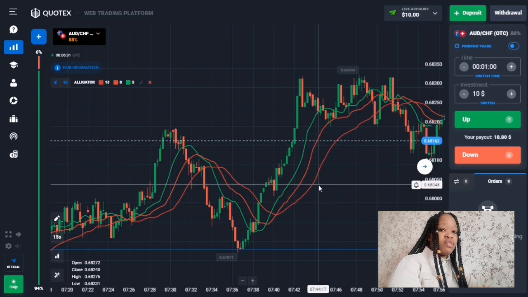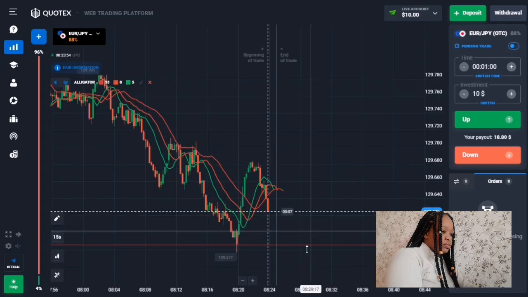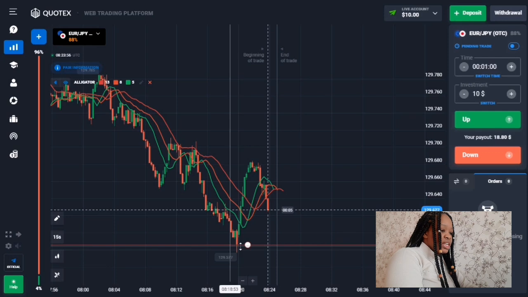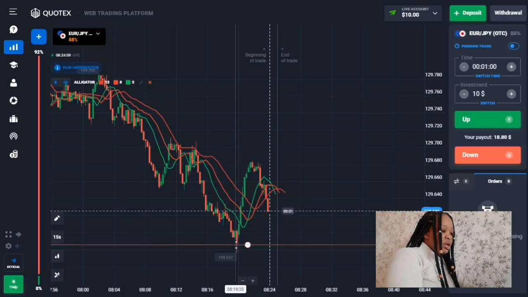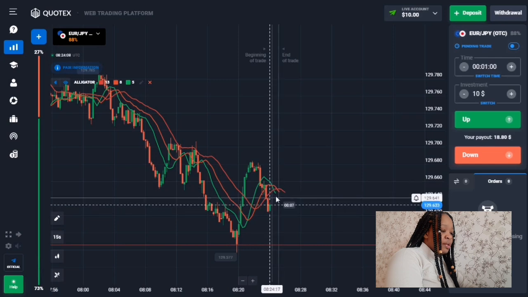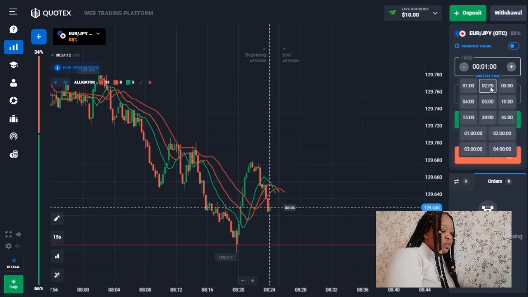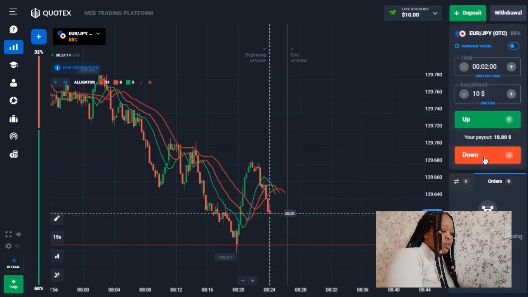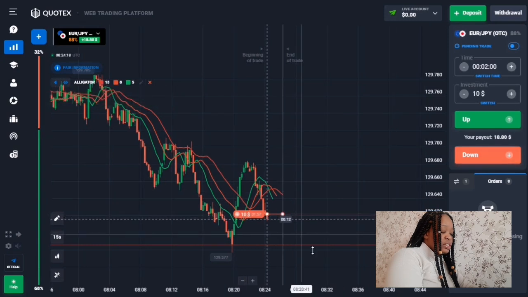So let me find my very first entry points. Well, this is the level of support on the chart, and there was a downtrend here. The price bounced up, and after this it's trending towards the level. The indicator is signaling an entry point, so I'm opening a down trade for 2 minutes because the green moving average crossed the red moving average from top to bottom. So let me wait and see the results of this trade.